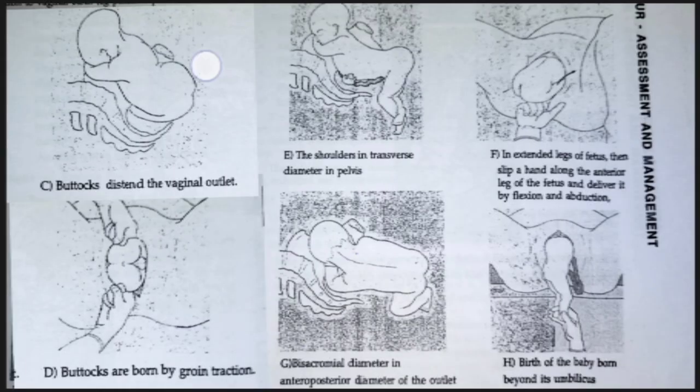Moving on, the buttocks will be clearly visible, and in this position the doctor tries to take the baby out. If the outlet is not enough, we will even perform an episiotomy at this point, and the baby's buttocks are born by groin traction. The baby's buttocks will be delivered, and please ignore that the baby's legs are out here, but actually the baby's legs are still inside the womb.